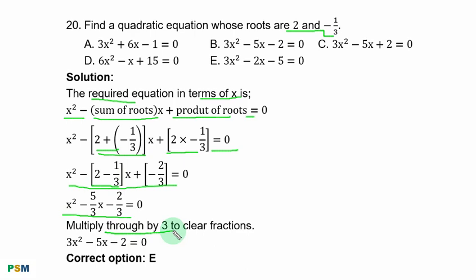Multiply through by 3 to clear fractions. You have 3s squared minus 5s minus 2 equal to 0. The correct option is B. The correct option is B, not E.